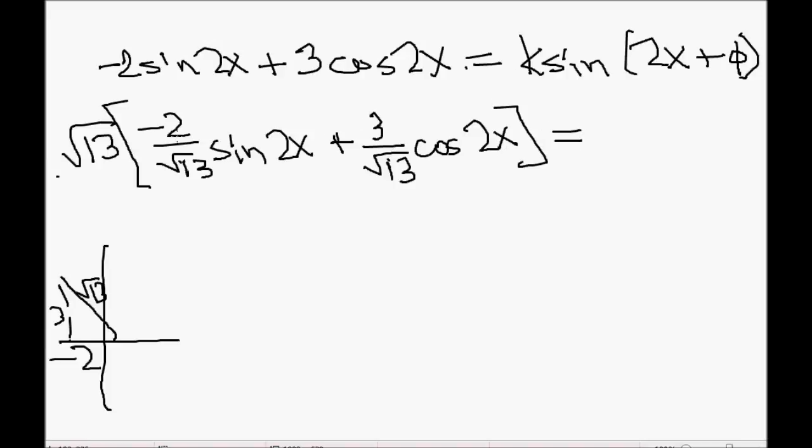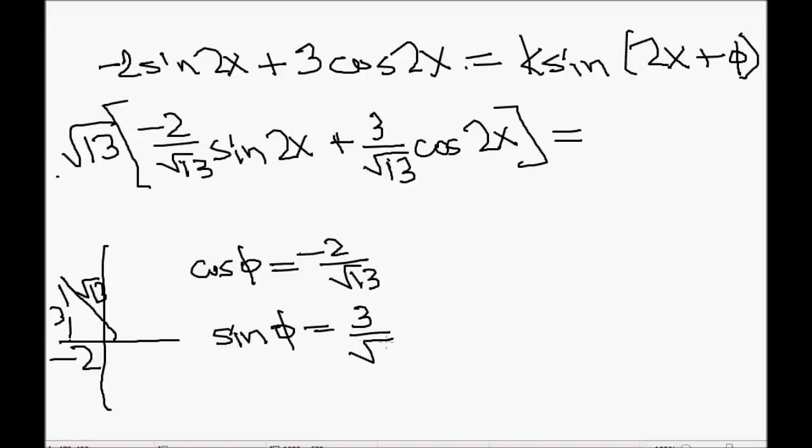Okay, now what I'm going to do is I want cosine of phi to be equal to this angle here. So I want cosine of phi to be equal to negative 2 over the square root of 13. And I want the sine of phi to be equal to 3 over square root of 13. Okay, so the idea is that phi will be this angle right there.